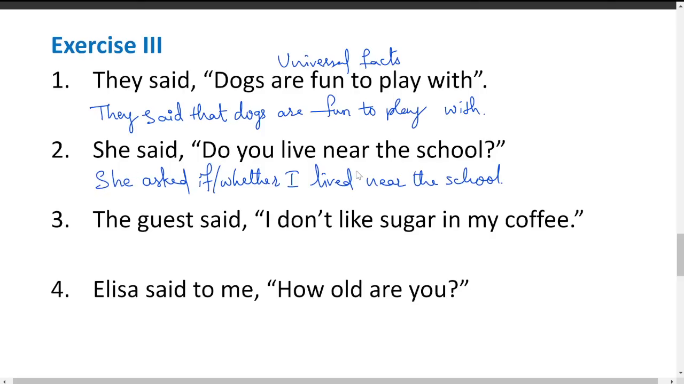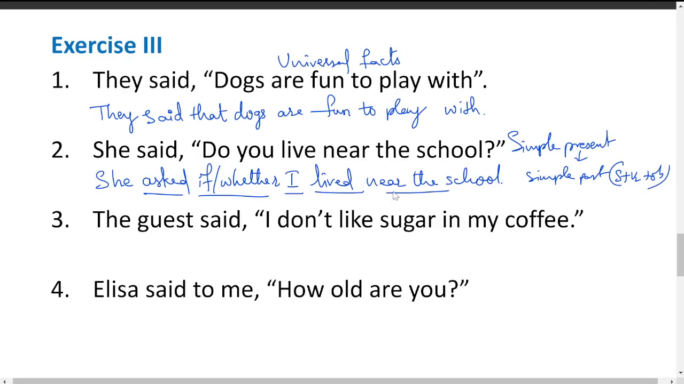See, this is the question, right? This is an interrogative statement. In the interrogative statements, you would come across a reporting verb, that is the first case, and the reporting conjunction would be if or whether. Next, do you live is simple present. Simple present changes to simple past. Do you remember? Now, what is the structure of simple past? Subject plus V2 plus object. Now, see, this is subject, V2 and object.